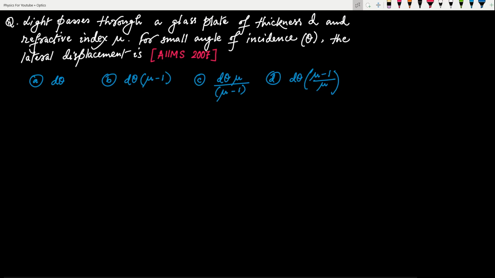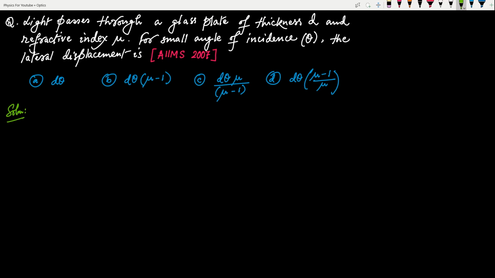Okay, now let's look into this question. It says light passes through a glass plate of thickness d and refractive index mu. For a small angle of incidence theta, the lateral displacement is... This question was asked in AIMS 2007, and it's based on the concept of lateral displacement. Let's see how to solve this question, and this is very easy. You can try it by pausing the video.